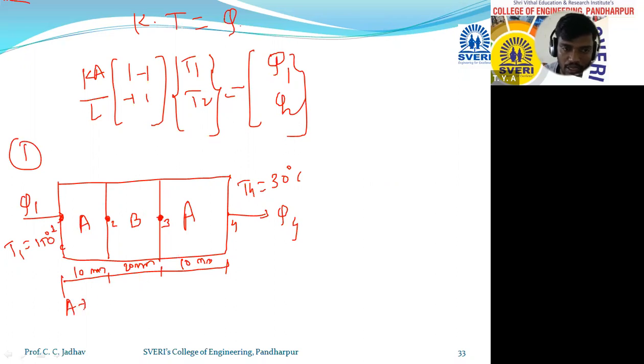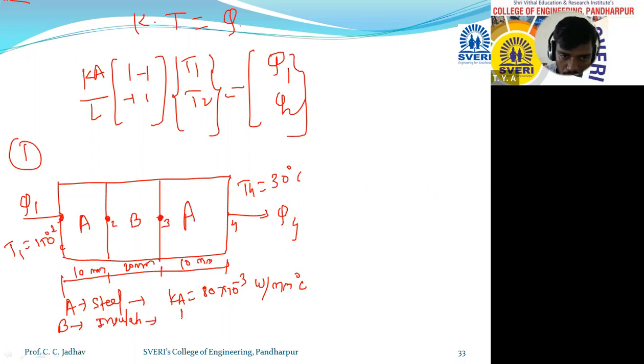A means that material name is steel, which is having thermal conductivity of the A material is 80 into 10 raised to minus 3 watt per mm degree Celsius. B means insulation, which is having thermal conductivity 4 into 10 raised to minus 3 watt per mm degree Celsius. ओके, तर आपल्याला काय काढायचं T2 and T3.